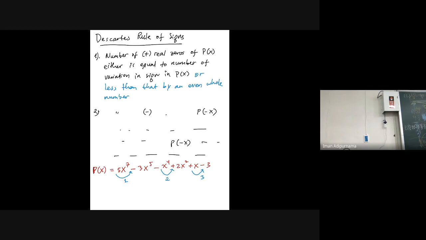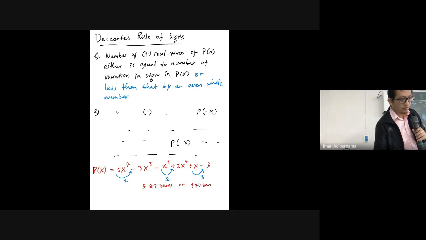So 3 possible zeros, or less than that by an even whole number. So what is an even number? 2, 4, right? So this is 3. What's the next lower number by an even amount? 2. So 3 minus 2 is 1. So it has a possible 3 positive zeros or 1 positive zero. It can be possible.